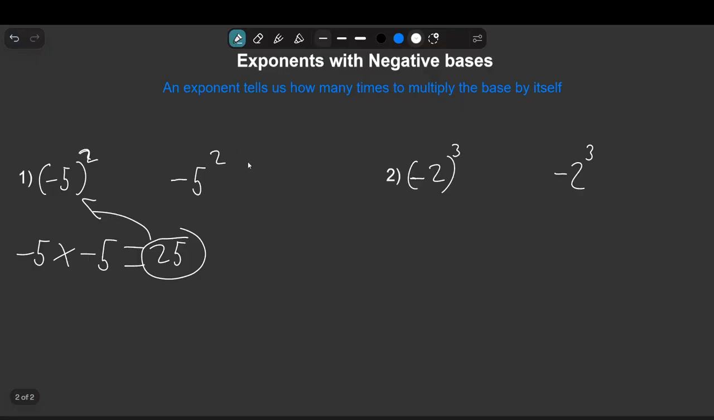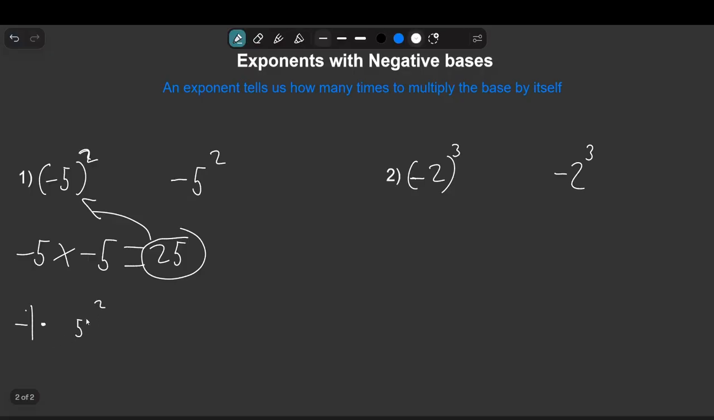Now let's go to the one without the parentheses. Here you can look at it as minus 1 times 5 squared. You don't need the parentheses on the 5, but just to show you that the 5 is alone on this one, you can look at it like this.